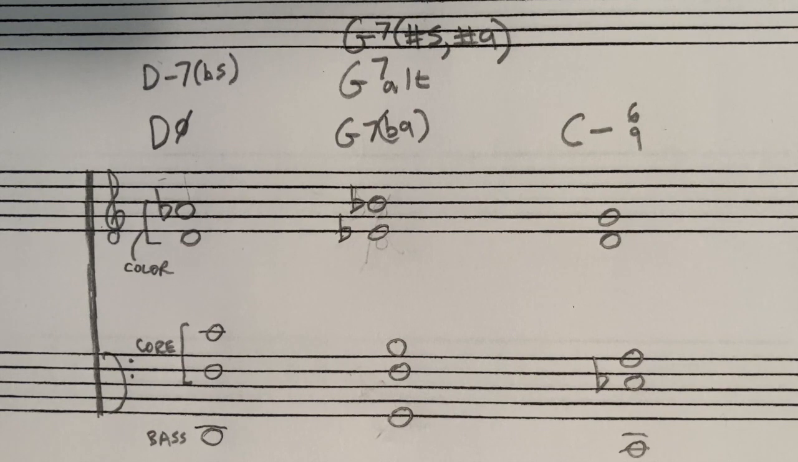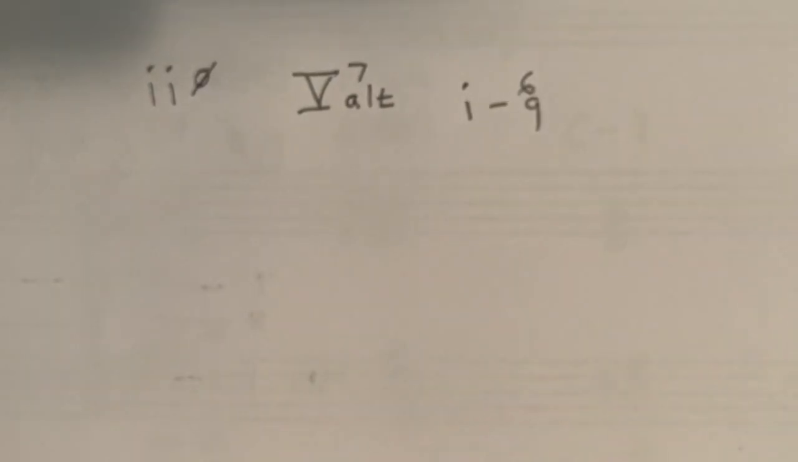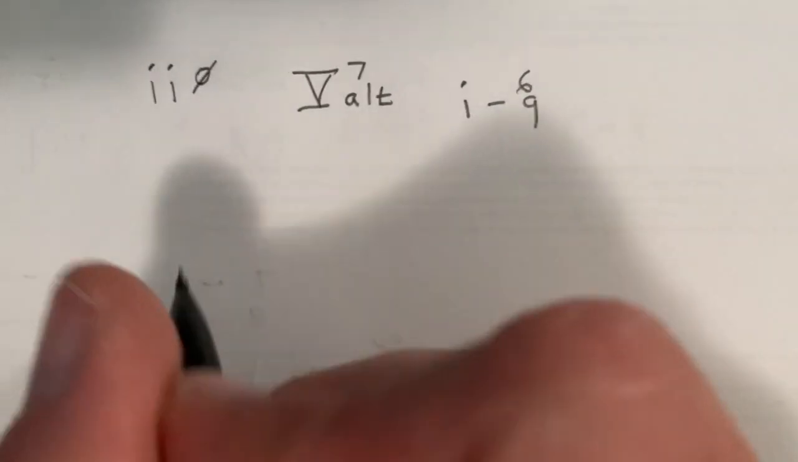So that's my explanation of the minor 2-5-1 progression. So far I've just shown it in the key of C minor. Let me just show it in general. So this is how we're going to play our minor 2-5-1s.